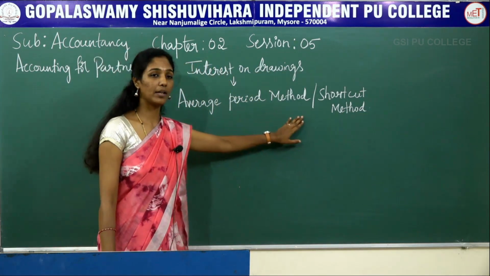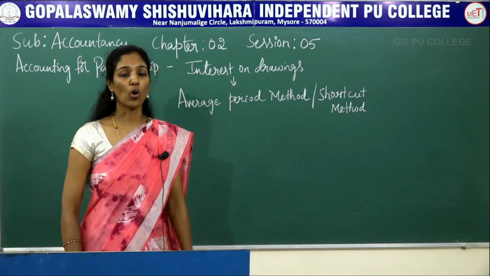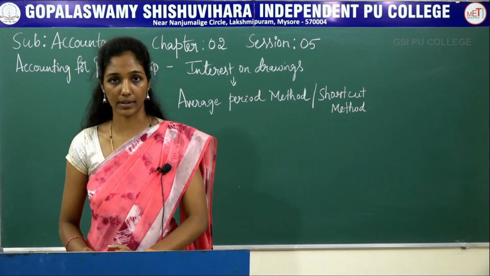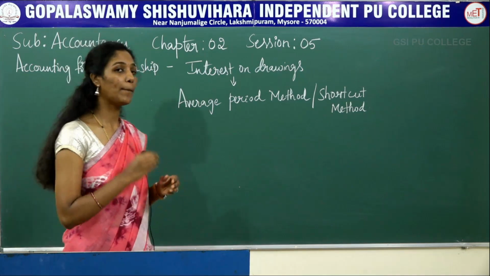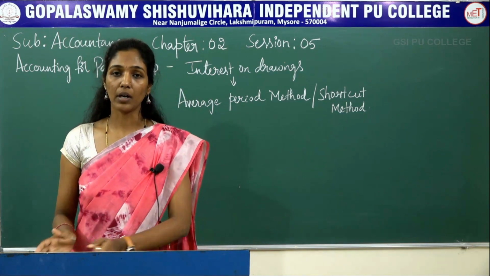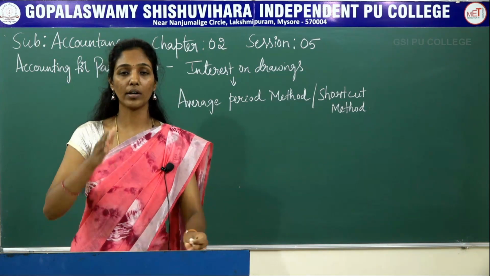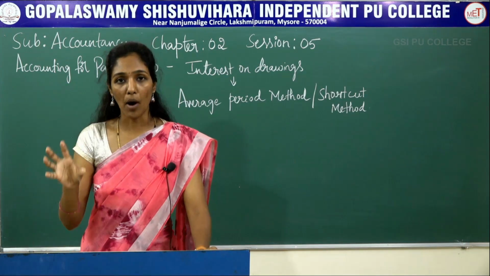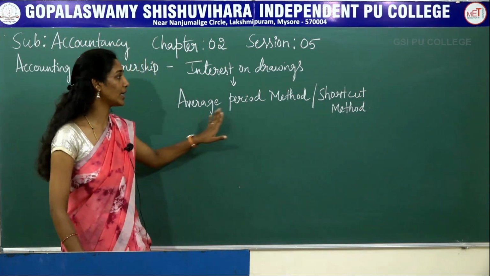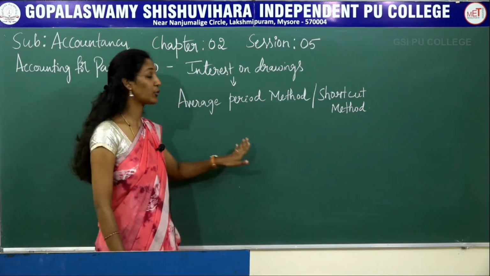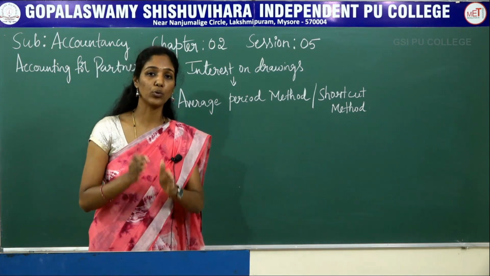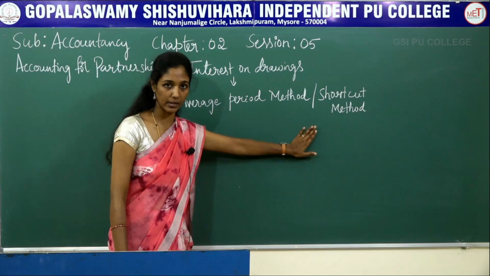The average period method can be used when the drawings are made by the partner on a regular basis, which means when a partner withdraws drawings at a fixed time, and when a partner withdraws a fixed amount on a fixed date, then we have to use the average period method. We have to charge interest on partner's drawings by using the average period method.